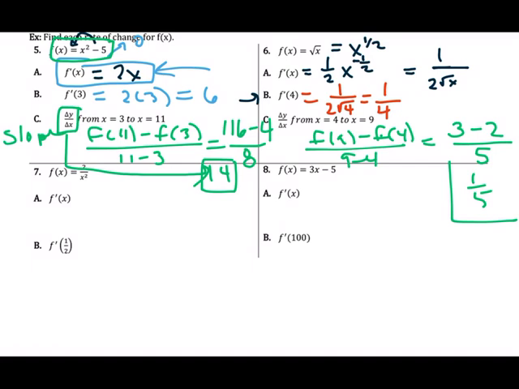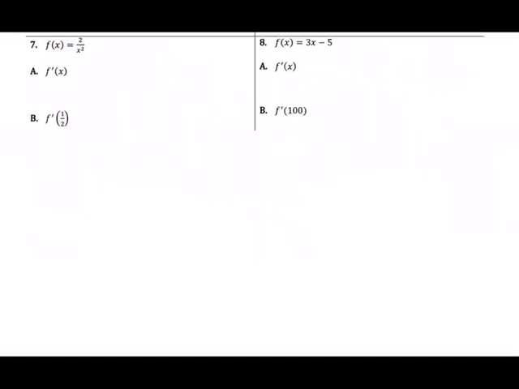I encourage you to pause the video and work through 7 and 8 on your own. And I'm going to clear out some space for us to see them a little better. Here we go. For number 7, I'm going to rewrite this as 2x to the negative second. Again, it just makes it easier for me to use the power rule here. So I'm going to drop this 2 in front. 2 times the negative 2 is going to give me 4x. And if I subtract 1 from that exponent, I'm going to get negative 3. This could also be written as negative 4 over x to the third power.